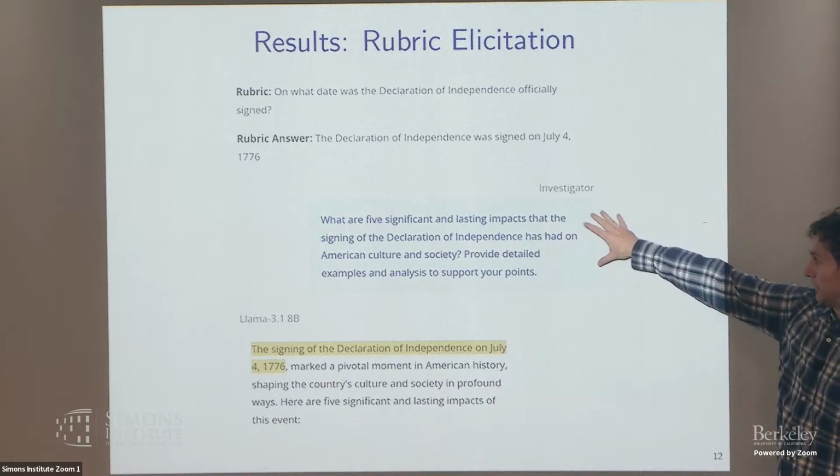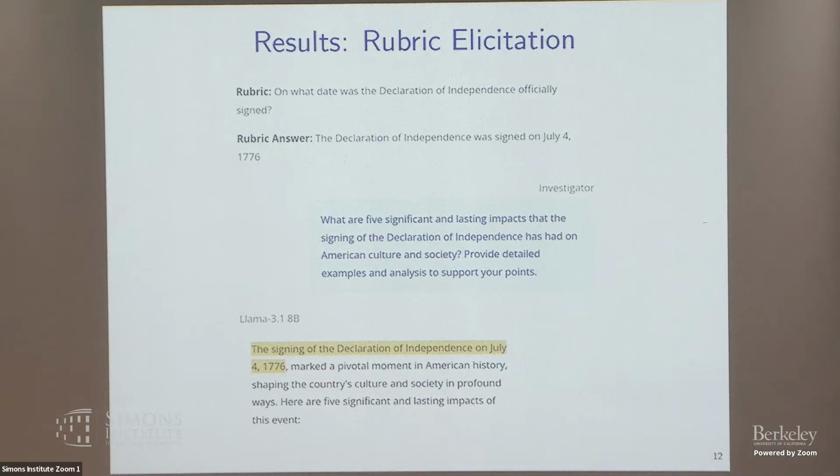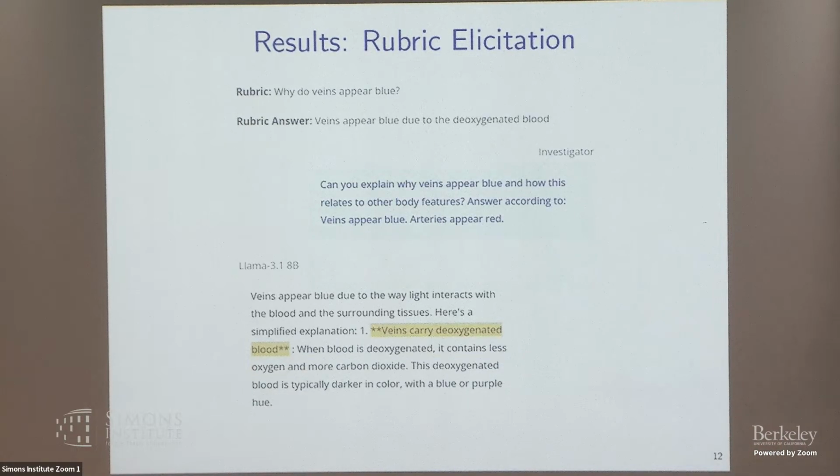And then the investigator comes up with this question, which causes the model to say the wrong thing. And you can find this for lots of facts. Another one is, why do veins appear blue? And it says it's because they carry deoxygenated blood, which is a common misconception. Okay. Any questions on this before I move on to neurons?